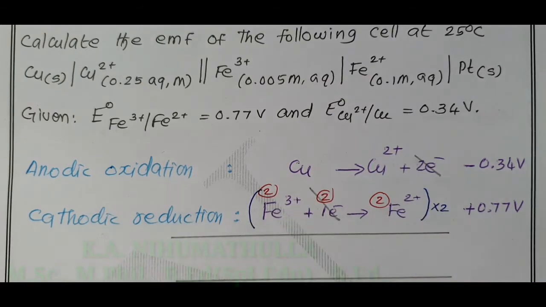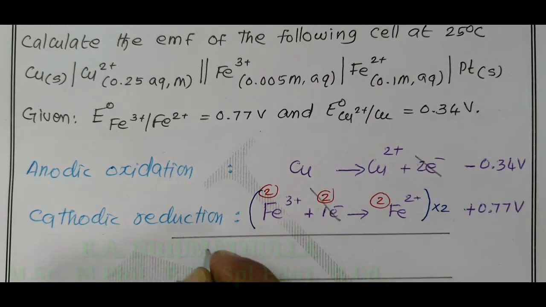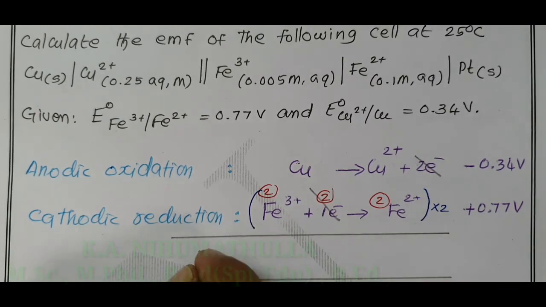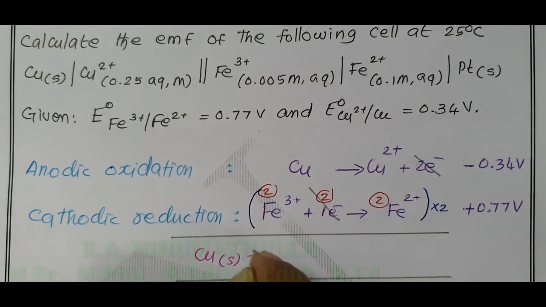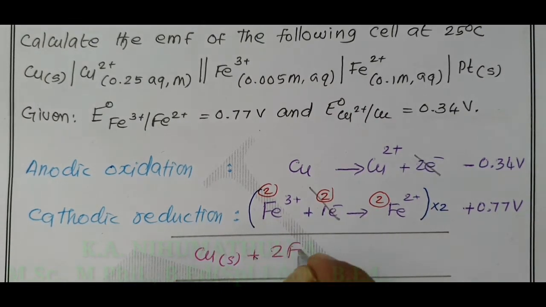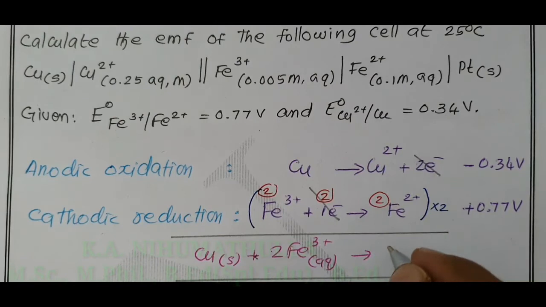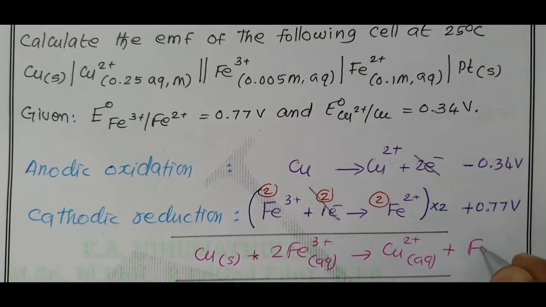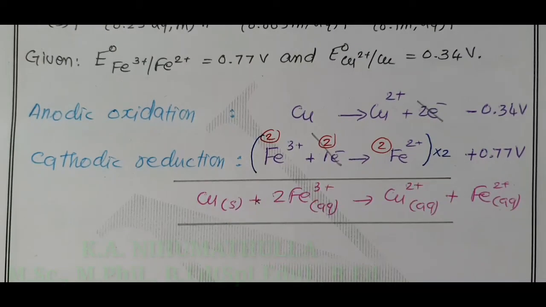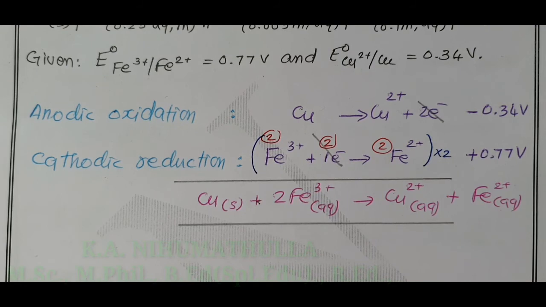Now the 2 electrons get cancelled. The overall redox reaction is Cu in solid state plus 2 Fe3+ ions in aqueous medium, whose concentration value is given in our problem, giving Cu2+ in aqueous plus Fe2+, also in aqueous medium. Now, this is the overall redox reaction. For this redox reaction, we are going to calculate the standard electrode potential value.